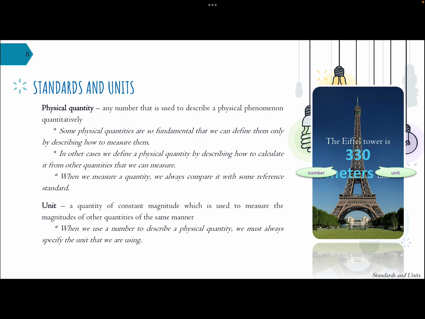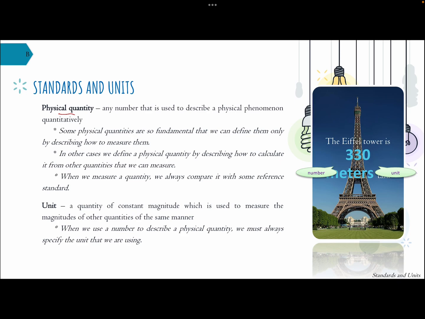Okay, so we're done with physics and its relation to other fields. Let us now proceed to our next topic, which is standards and units. So in physics, there are numbers that are used to describe a physical phenomenon quantitatively. And these are what we call physical quantity.